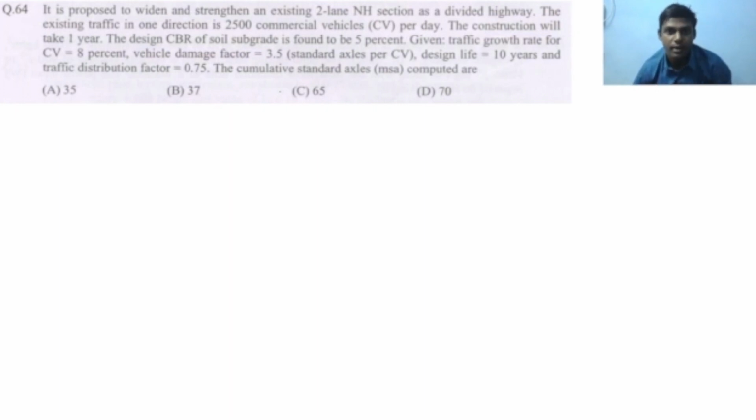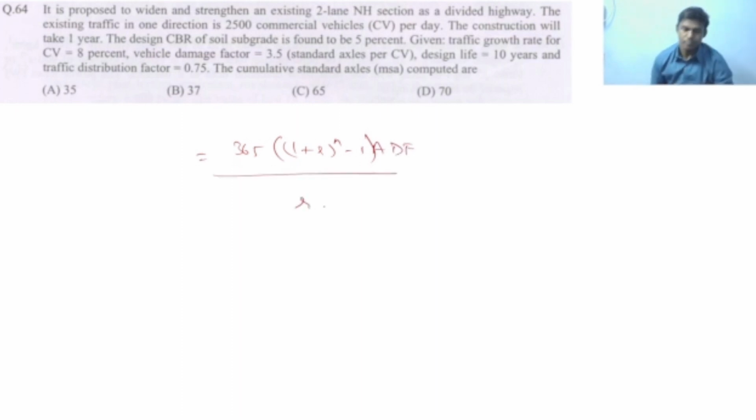Now the cumulative standard axle. We have already discussed this type of problem, to find out the cumulative standard axle. The formula is 365 into (1 plus r) whole power n minus 1, into A into D into F, divided by r. So this is the formula. We have all values. r is the traffic growth rate, that is 8%, so it will be 0.08, and n is the number of years, that is the design life, so this is 10.